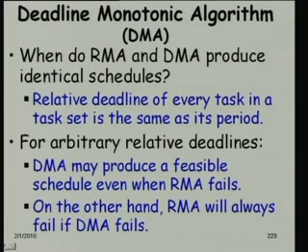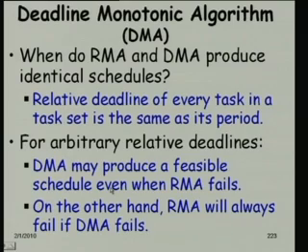But when the deadlines are arbitrary, it is possible that the deadline monotonic algorithm can produce a feasible schedule when the rate monotonic algorithm fails. But the rate monotonic algorithm will always fail if the deadline monotonic algorithm fails. Please construct an example where the deadline monotonic algorithm produces a feasible schedule when the rate monotonic algorithm fails.